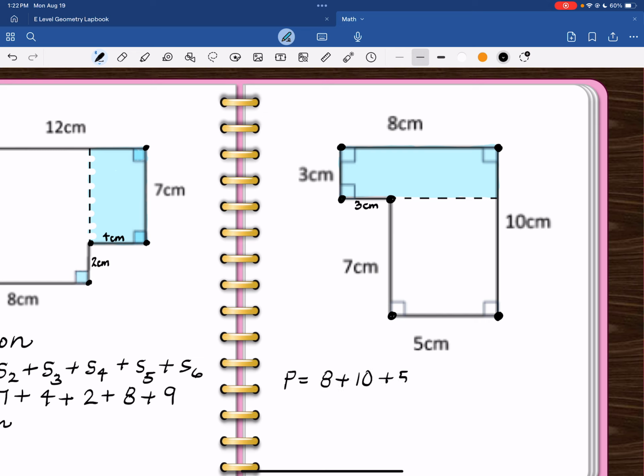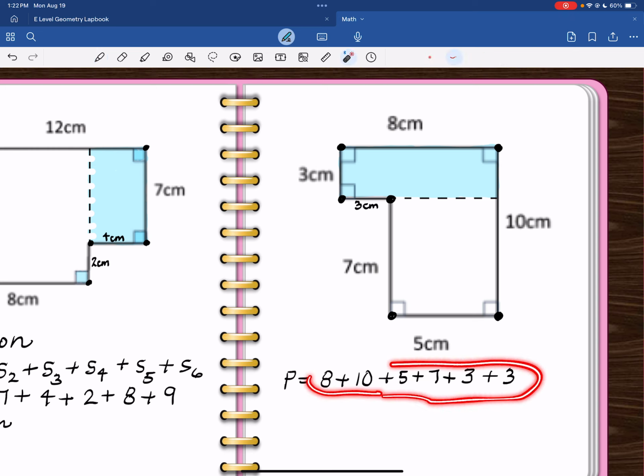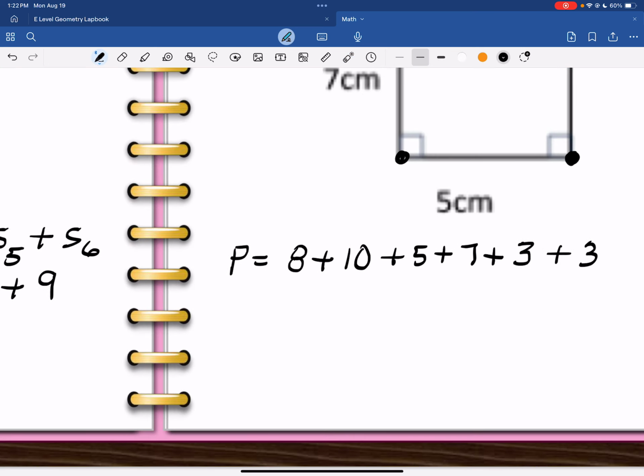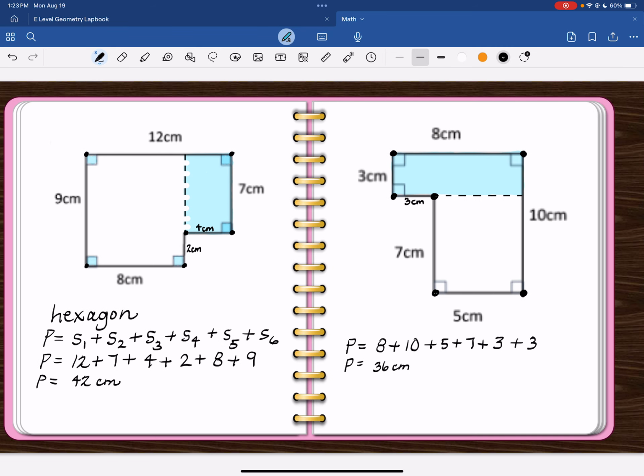If you're really good at math in your head, I am not. So I write them down and then I count to be sure I have 6 of them. And then I can start adding them up. 8 and 10 is 18, plus 5 is 23, plus 7 is 30, plus 3 is 33, and then 36 centimeters for the perimeter of this composite.